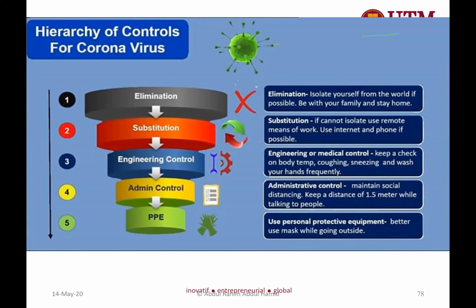Substitute. If you cannot isolate, use remote means or work. Now, for instance, we are in isolation. We have to stay at home, basically avoid contact. That is an example, because the virus is everywhere. You never know. In order not to get contact with that thing, you stay at home, that will be safer. And then engineering control.